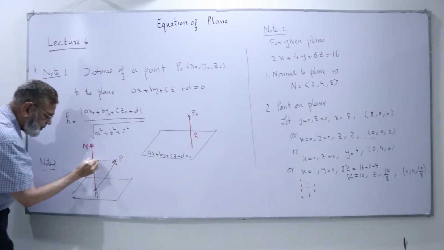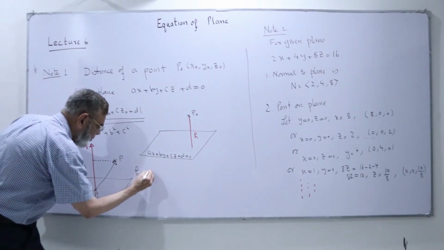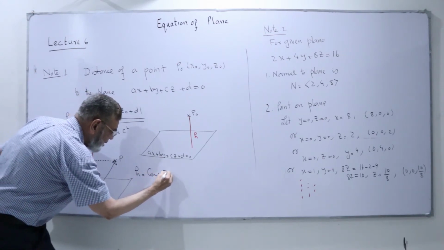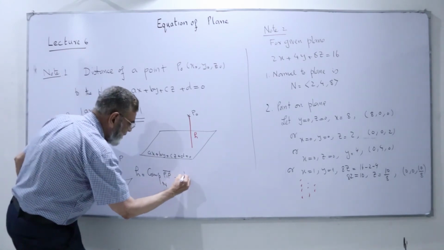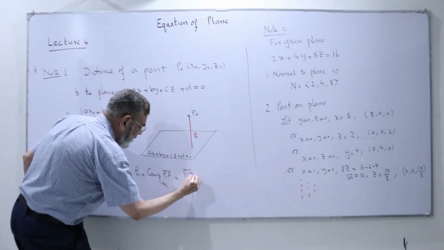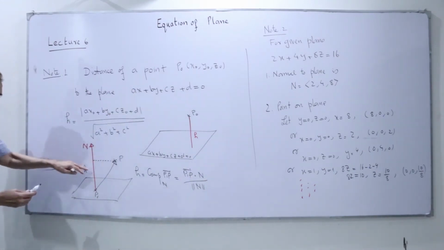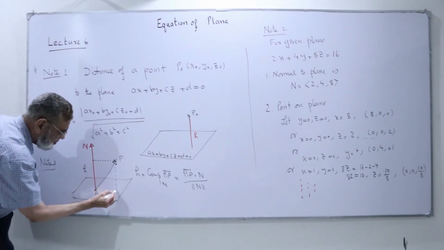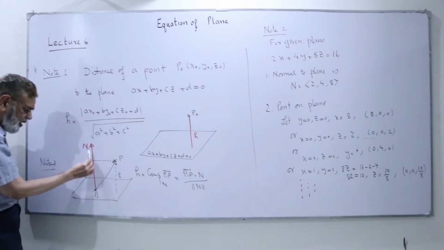I draw the perpendicular. That's my h. What's my h? My h is the component of the vector p1p along vector n. So this is p1p dot n, divided by the magnitude of n. This is the idea we apply to find the component. This is my h because this is the perpendicular distance. So these two are equal. We find h by taking the component of p1p along n.